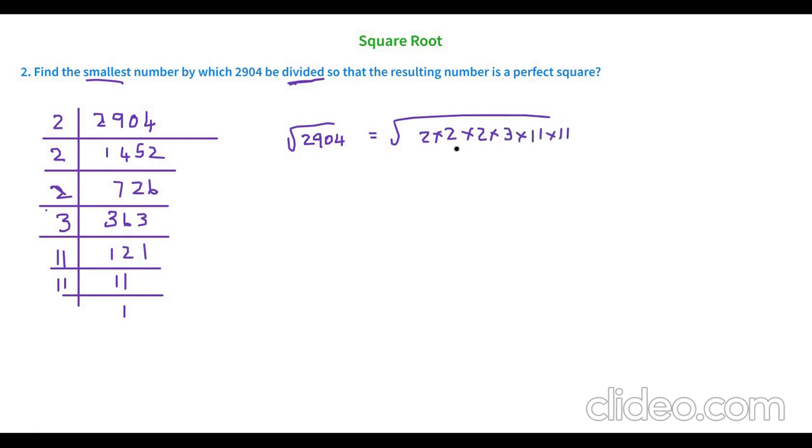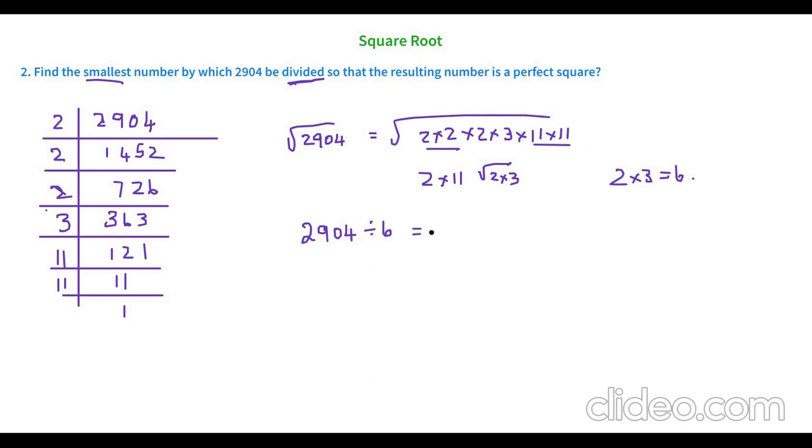So as you know, instead of 2 2s, 1 2 would be out. Instead of 2 11s, there will be 1 11 outside. And as usual, in the previous question also we got the same thing, 2 and 3 are remaining. So 2 times 3 would be 6. So now we have to divide the number which is given by 6. So 2904 would be divided by 6.